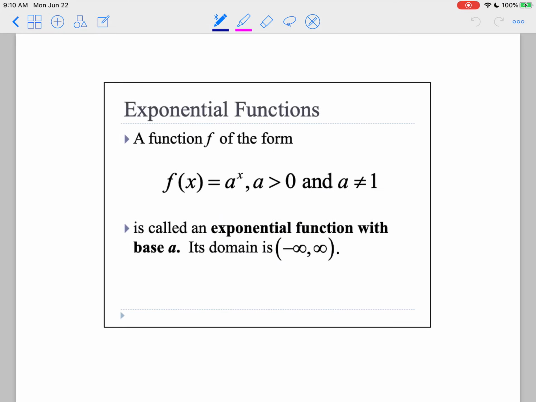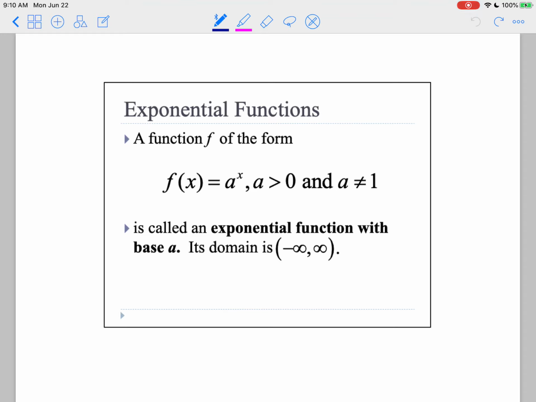And basically, an exponential function is one where the variable is the exponent. Up until now we've had variables raised to some power. Those were our polynomials. And then sometimes we had a variable raised to an exponent over some other variable raised to an exponent. And those were our rational functions. But now we're going to talk about exponential functions, where the variable is the exponent.